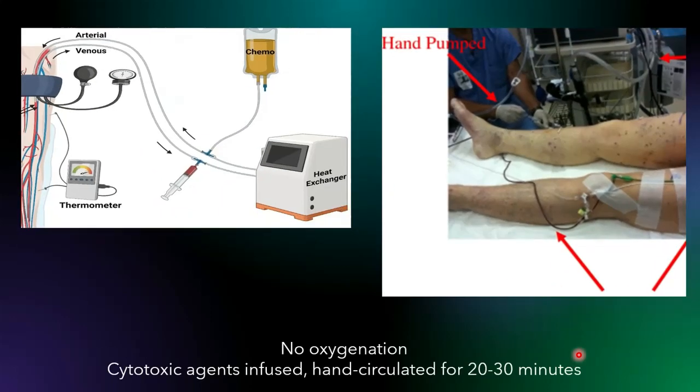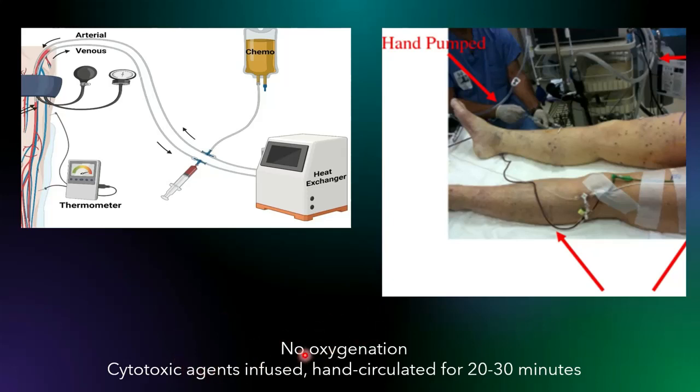Now, there is no oxygenation. In the other limb perfusion we saw there was a membrane oxygenator. Here there is no oxygenation, and the cytotoxic agents are infused into the venous line itself. Chemo is infused into the arterial line. How is the blood from the vein pulled? It is pulled out through a syringe and pushed back through a syringe. So, it is hand circulated, and the duration of this chemotherapy is 20 to 30 minutes.